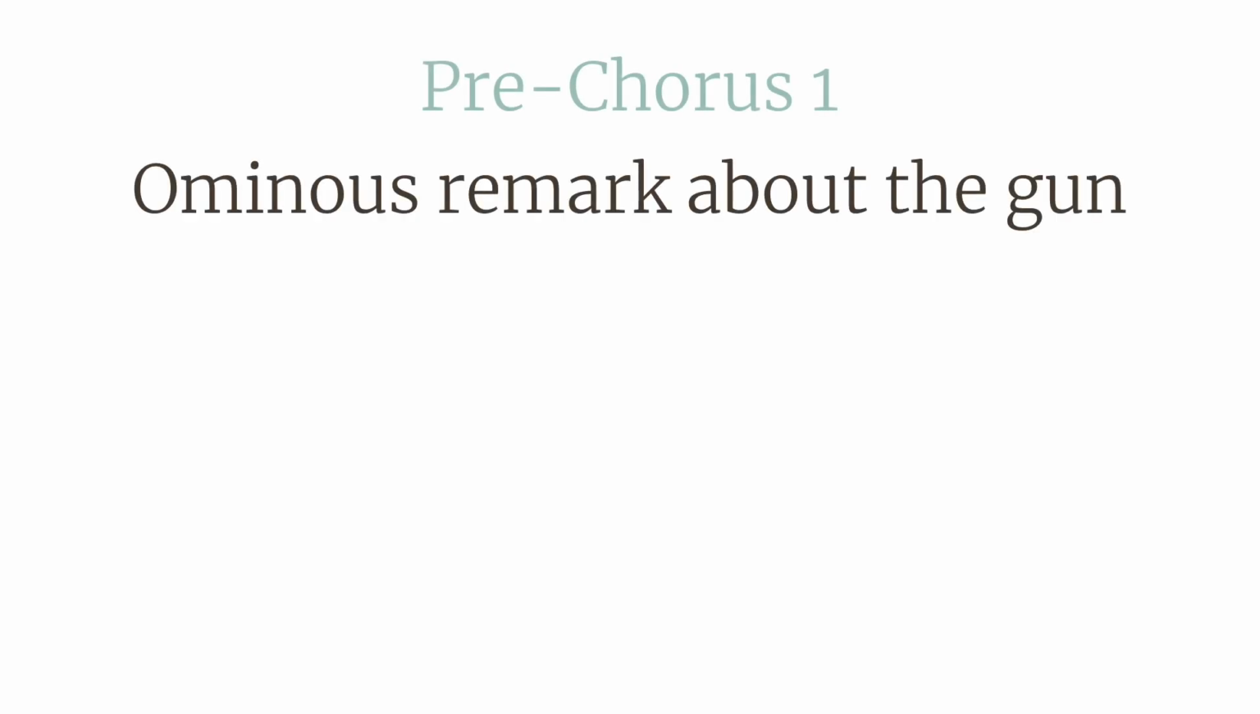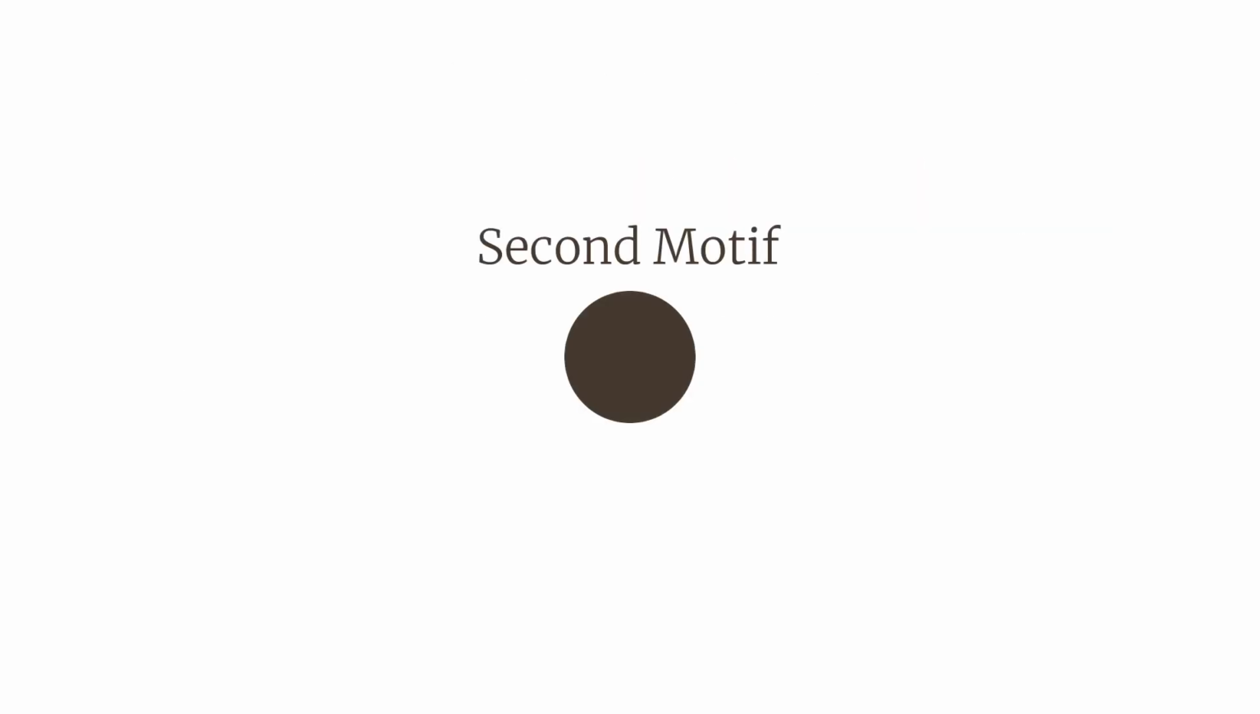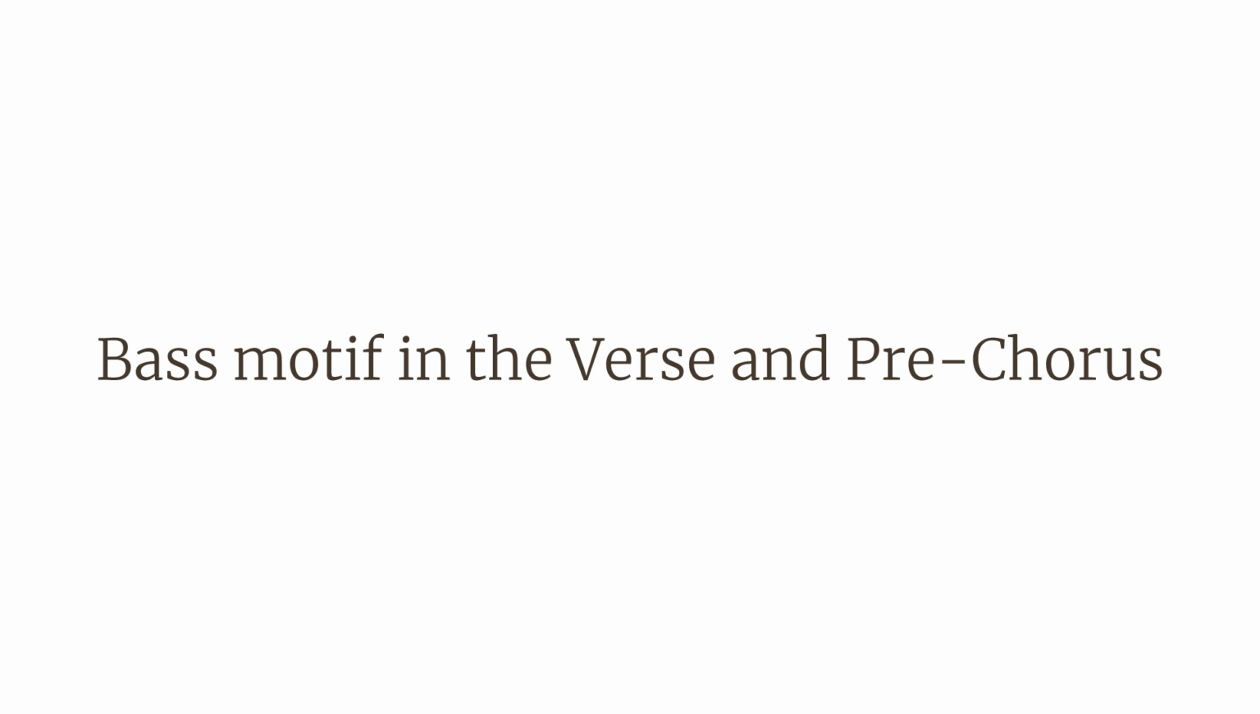Using the theater analogy, pre-chorus 1 is like a character making an ominous remark about the gun. Pre-chorus 2 is the gun getting waved around and eventually, at a climactic moment, shot. The second motif is used similarly masterfully but in a slightly different way. In this case, the motif takes the form of a bass line in the verse and the pre-chorus. In the context of the first verse, the bass line sounds like this.